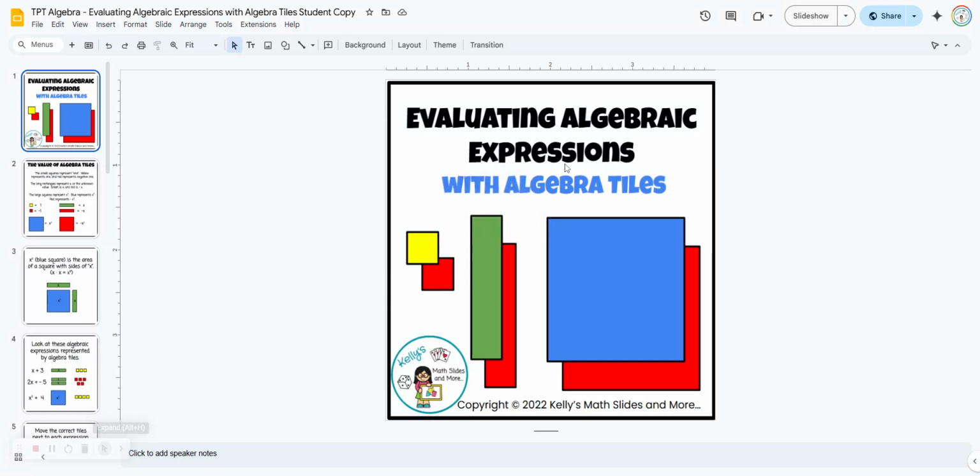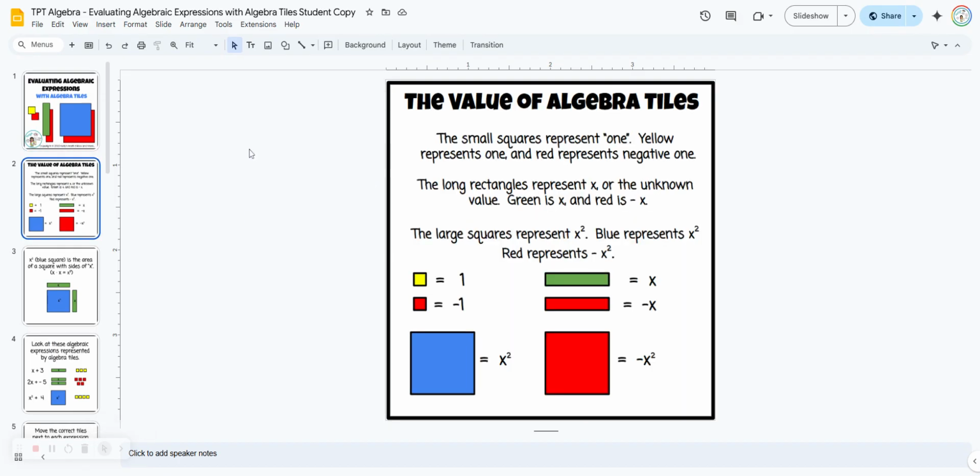Evaluating algebraic expressions using algebra tiles. This is a digital lesson and it has movable tiles. So the lesson starts with explaining the value of the different tiles. The smaller tiles are 1 or -1, and the red all represent negative values.